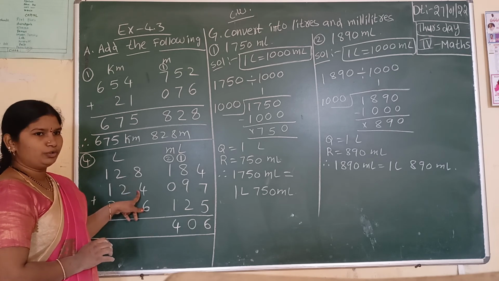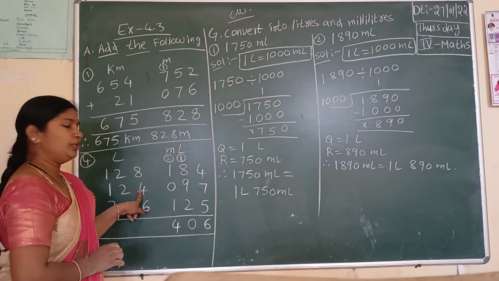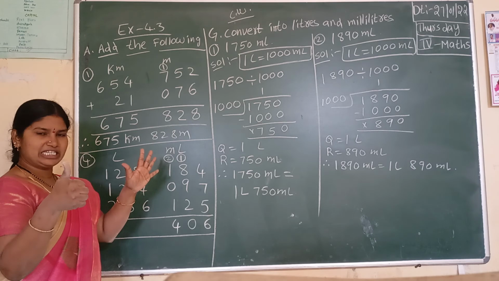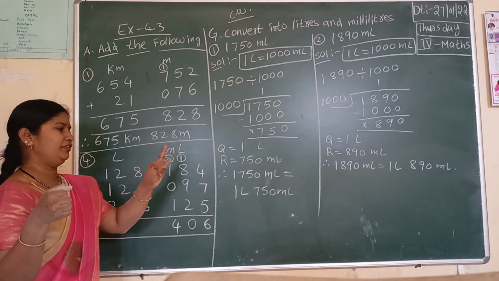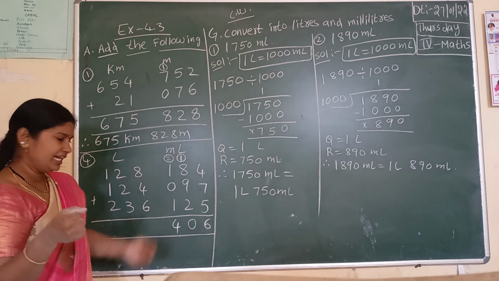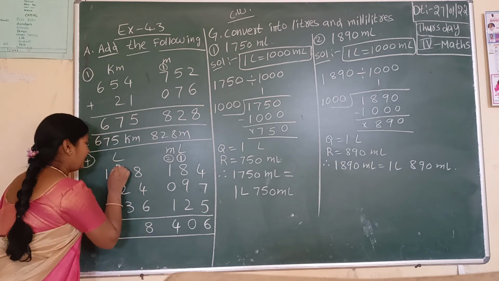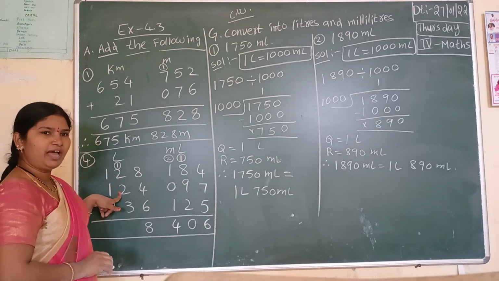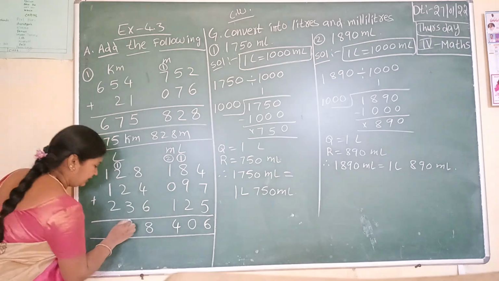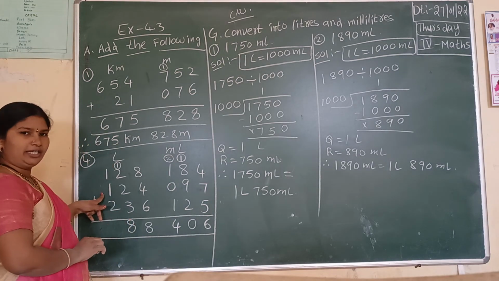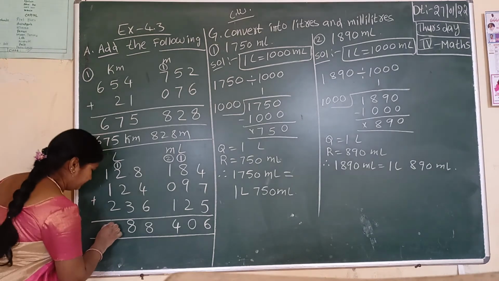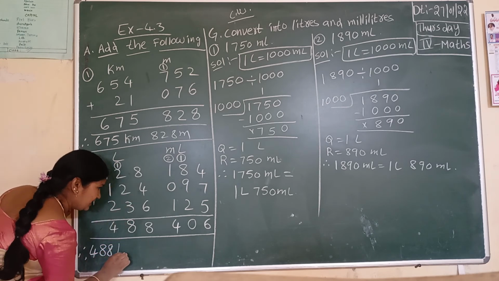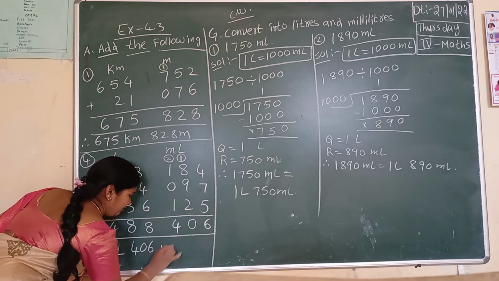Next 8 plus 4, how much? 8 plus 4, 12. 12 plus 6. 12 in the mind, take 6 fingers. 12 after 13, 14, 15, 16, 17, 18. The answer is 18. 8 right here and 1 right on the next place, regrouping. 1 plus 2, 3. 3 plus 2, 5. 5 plus 3, 8. 8 write here. Next 1 plus 1, 2. 2 plus 2, 4. Now you have to write down the total answer: 488 liters and 406 milliliters.